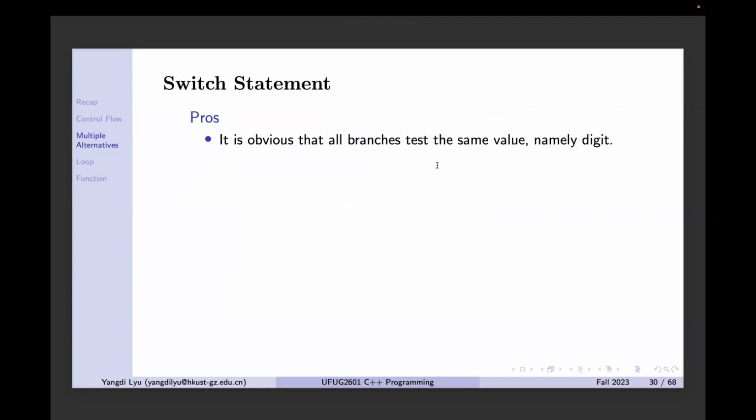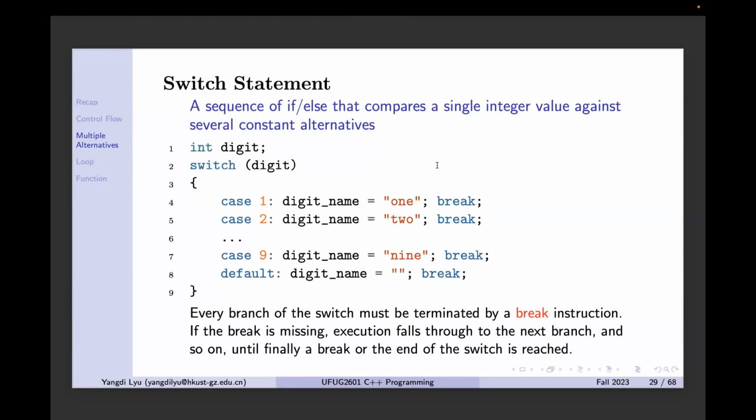All right, so there are some pros and cons for the switch statement. It's very obvious that all the branches test the same type of value. For example, for this one, we are testing against the digit. All the numbers are just tested against the digit. So the condition structure is very easy: digit equals 1, digit equals 2, digit equals 9. So this is the pro.